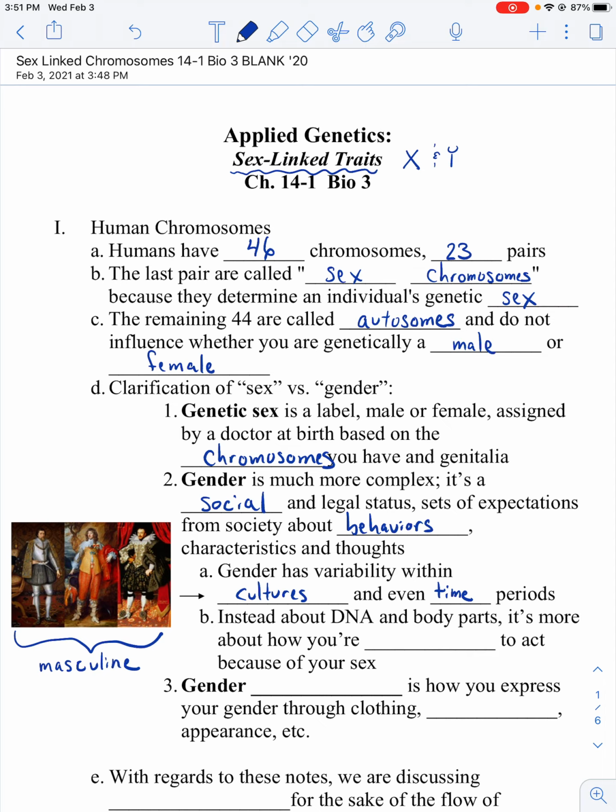So these are depictions of male dress in the 1600s, and I think even going up to the 1700s. You had long hair and very flowy collars, skirts, pantaloons, and this was considered to be very masculine. But, in America today, this is probably not a typical dress for a man. So you can see that what was a cultural and time period standard for what masculinity was has shifted through the ages. So gender, instead of being about DNA and body parts, is more about how you're expected to act because of your sex.